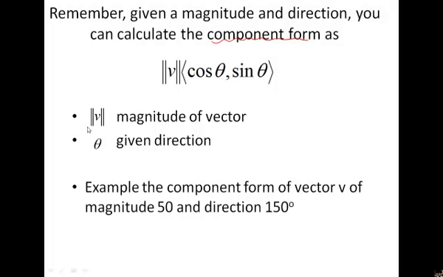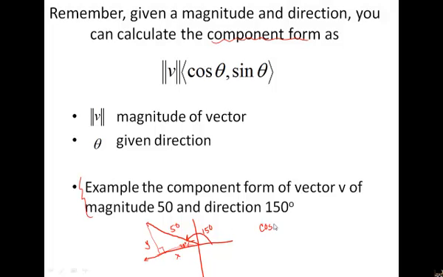So if you were given a direction such as down here, an example of a component form for vector v of magnitude 50, direction 150, it would look something like this. This is going to be 50. And so what we could do is say, here's a right triangle, and here is 150 or reference angle 30. Remember, if you ever wanted the y value, we would use sine. If we ever wanted the x value, we would use cosine.